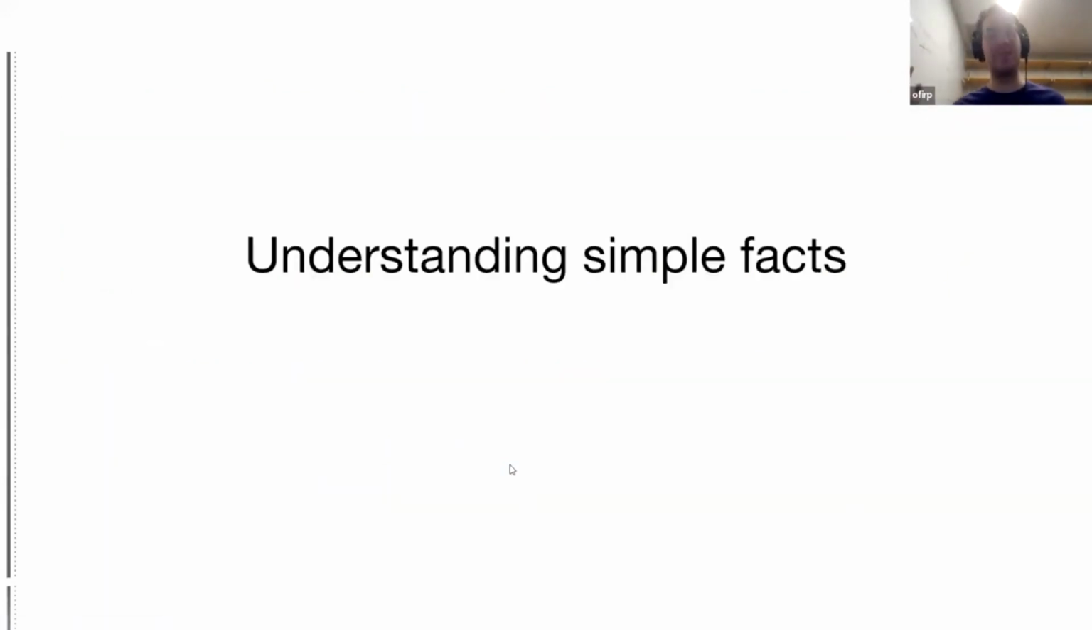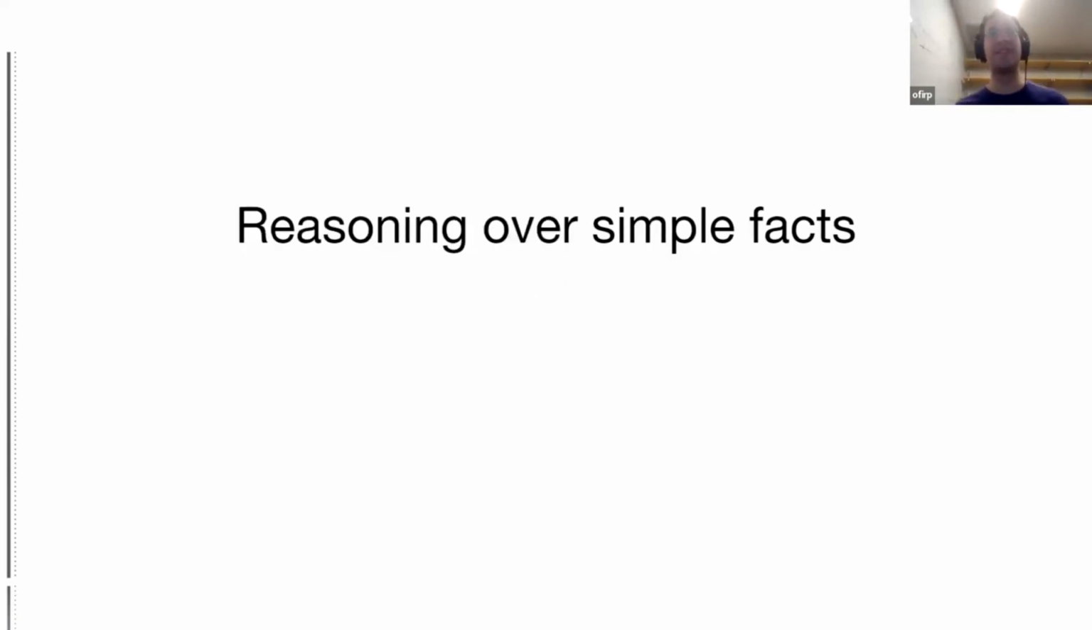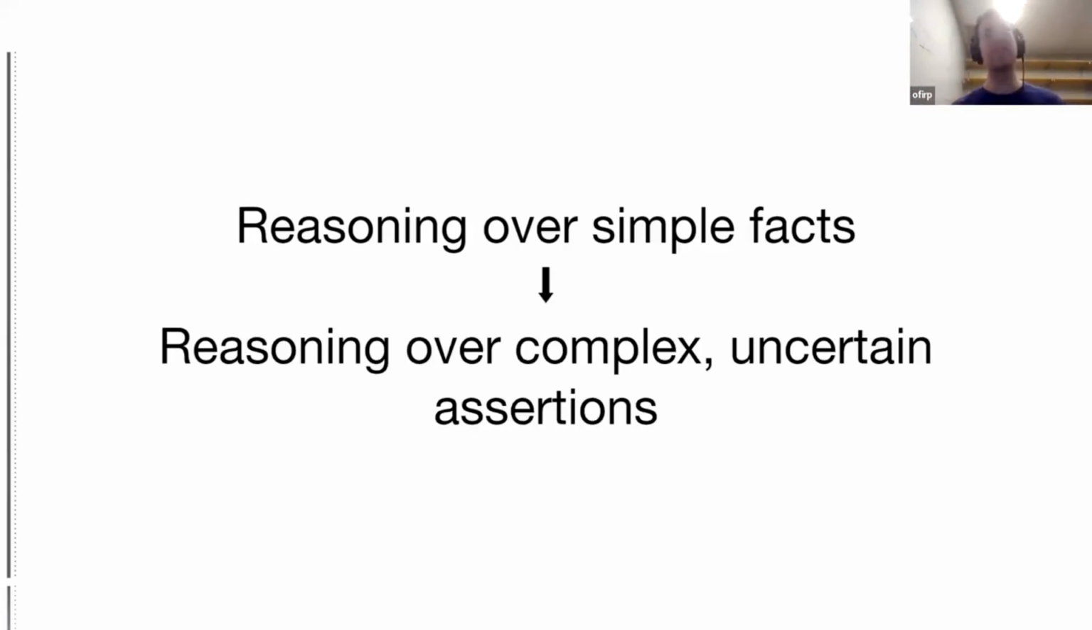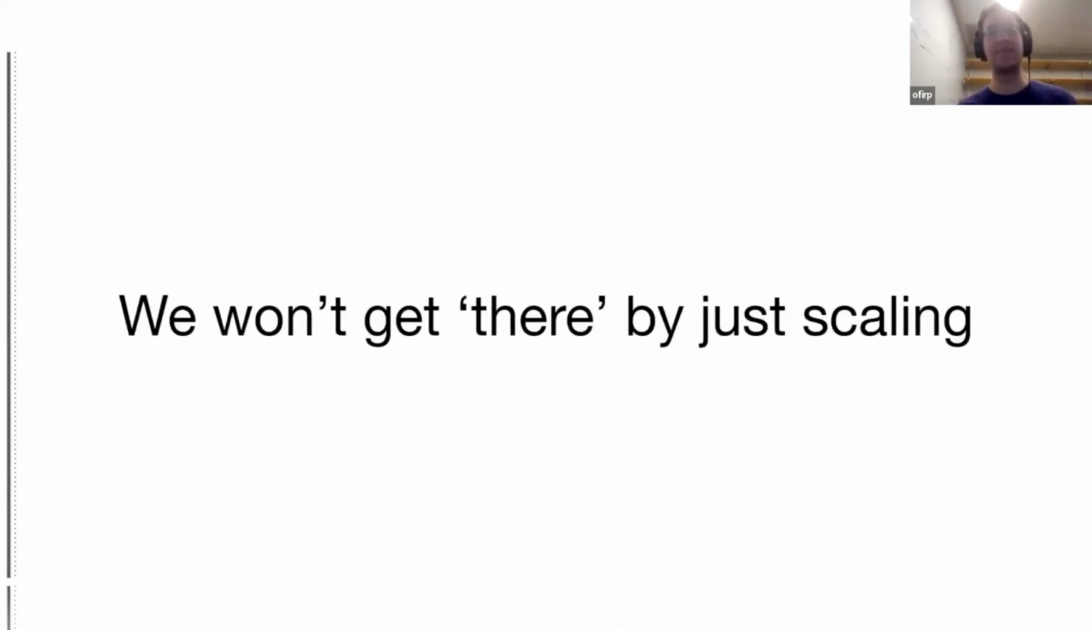This is absolutely not possible right now because these systems, like the system that I showed or Bing Search, are only able to answer pretty simple questions. We're going to have to move from understanding simple facts to understanding entire research papers. We're going to have to move from the very basic reasoning that we can do right now over simple, very clear facts into reasoning over complex and uncertain assertions from research papers. And I'm pretty certain that language models will be a critical component of future language systems, and that we're not going to get there by just scaling.